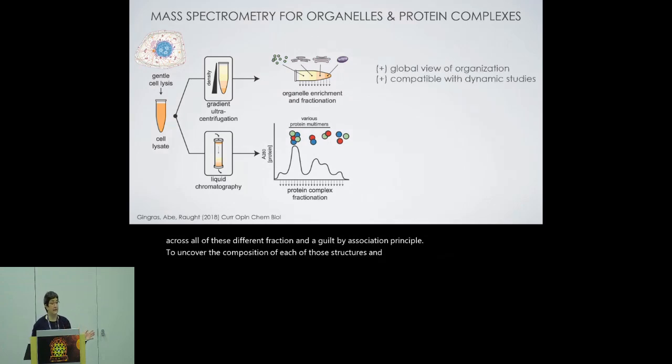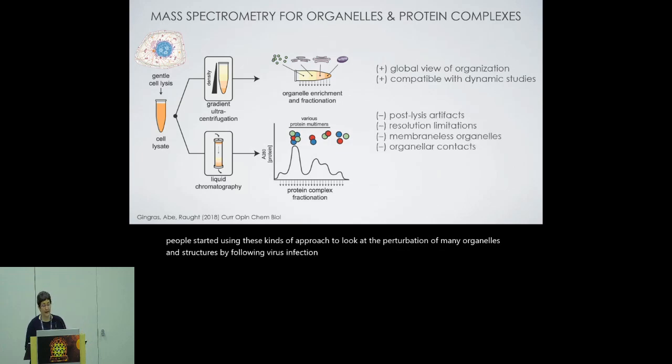This is great in terms of approach. It is also fairly scalable. It enables you to do many different conditions, one by one, of course, providing that you have sufficient mass spectrometry time. And it is compatible with dynamic studies. So for example, when SARS-CoV-2 came about, a lot of people started using these kinds of approaches to look at the perturbation of many organelles and structures following virus infection.